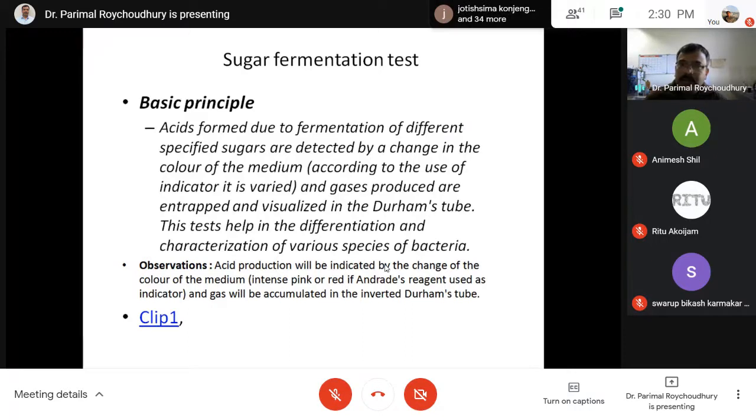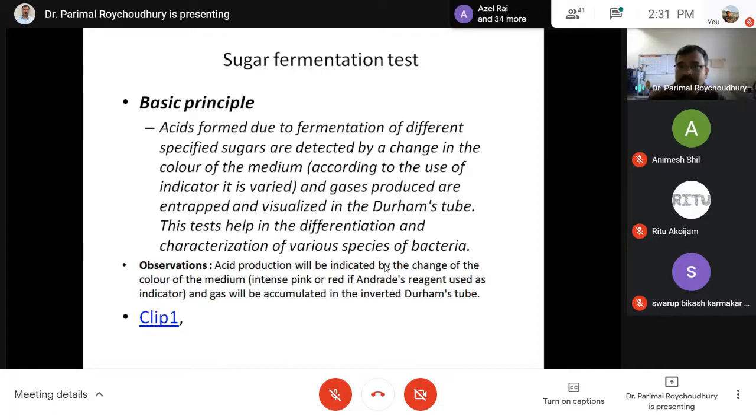So here the first test is the sugar fermentation test. This is a very commonly used test, and for a long time people have described this particular test for differentiating important members within the same genus, at the species level. So the bacteria differ on the basis of sugar fermentation.